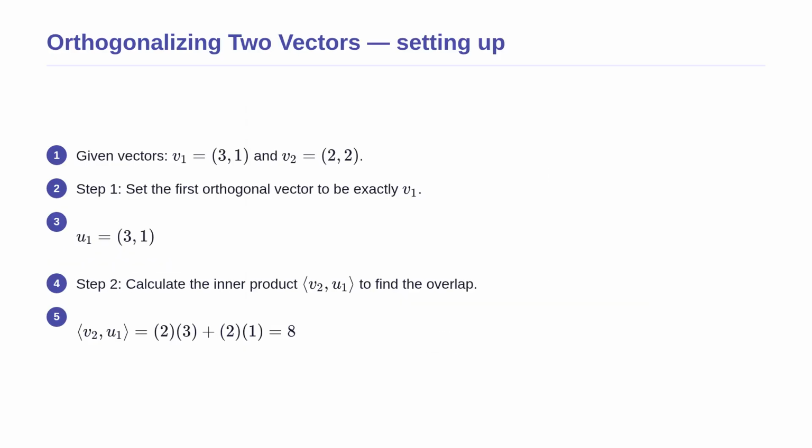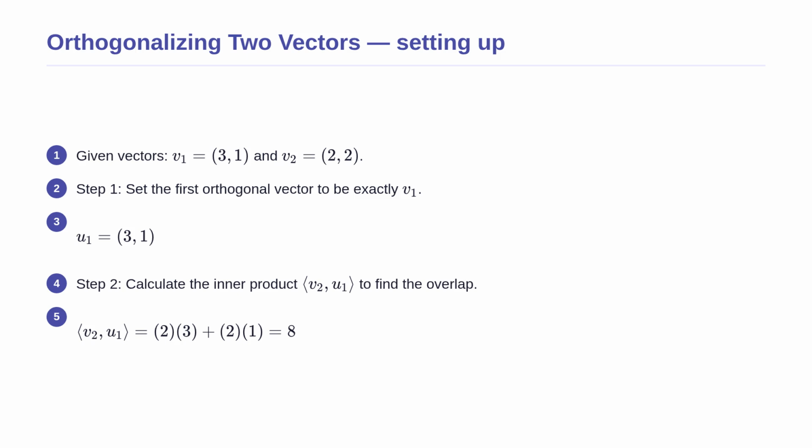Let us see this process in action with a concrete example in two-dimensional space. We are given two vectors. v1 is (3, 1) and v2 is (2, 2). Our goal is to force these leaning vectors to sit at a perfect 90-degree angle. Following our algorithm, the very first step requires no calculation. We simply lock in our first vector. So u1 equals (3, 1).